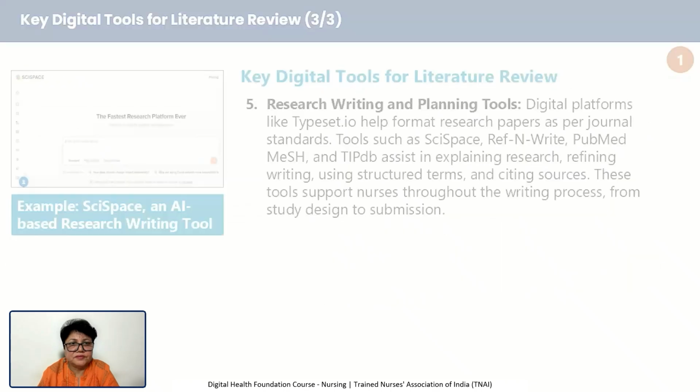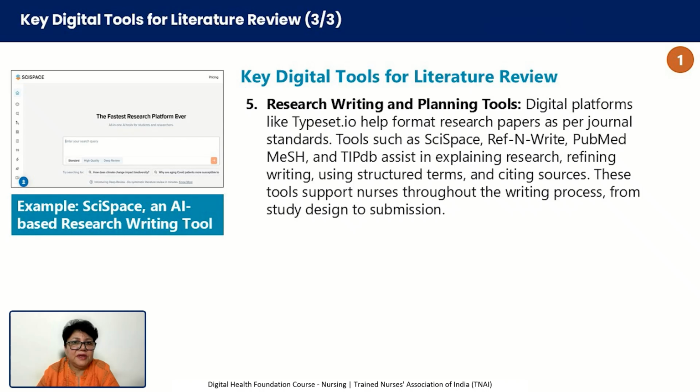article. The last, which helps us in the literature review, is research writing and planning tools. Digital platforms like Typeset.io help format research papers as per journal standards. Tools such as SciSpace, RefWorks, PubMed MeSH, and others assist in explaining the research, refining the writing, using structured terms, and citing resources. These tools support nurses throughout the writing process, from study design to submission.